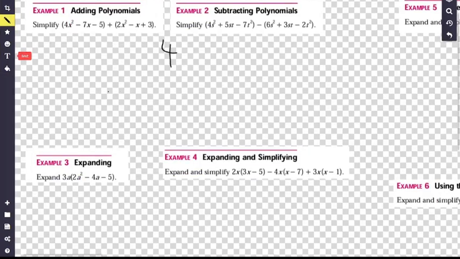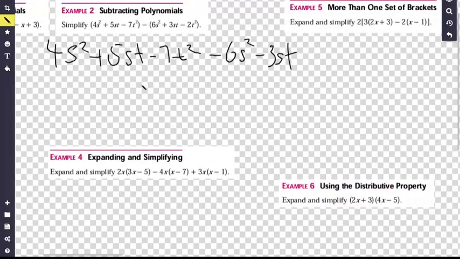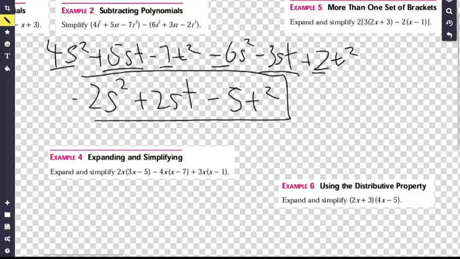We'll have 4s squared plus 5st minus 7t squared. Now what happens here, we're going to have minus 6s squared, and then we minus 3st because there's only one plus. And now we have to turn it to a positive, so plus 2t squared. Now let's collect the terms: negative 2s squared, st minus 3st, so plus 2st, minus 7 plus 2, negative 5t squared. And over here we have our answer of negative 2s squared plus 2st minus 5t squared.